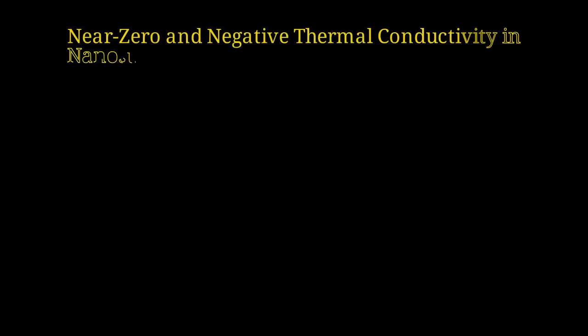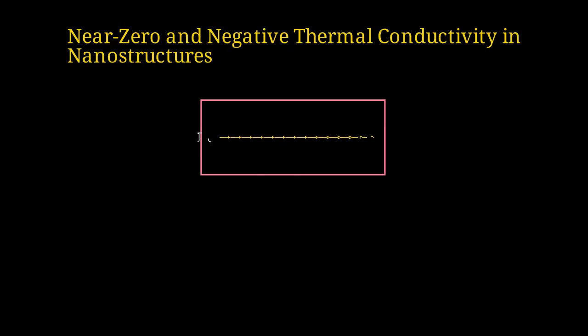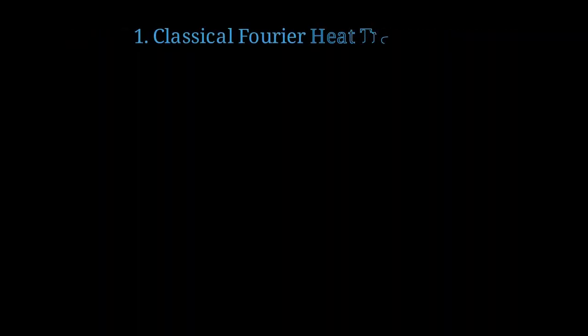Welcome to this advanced lecture on one of the most fascinating phenomena in modern nanoscale heat transport, near-zero and apparently negative thermal conductivity. In conventional materials, heat flows from hot to cold regions through phonon transport, but in nanostructures, something extraordinary can happen. Let's begin by reviewing classical Fourier heat conduction to understand what makes nanostructures so different.